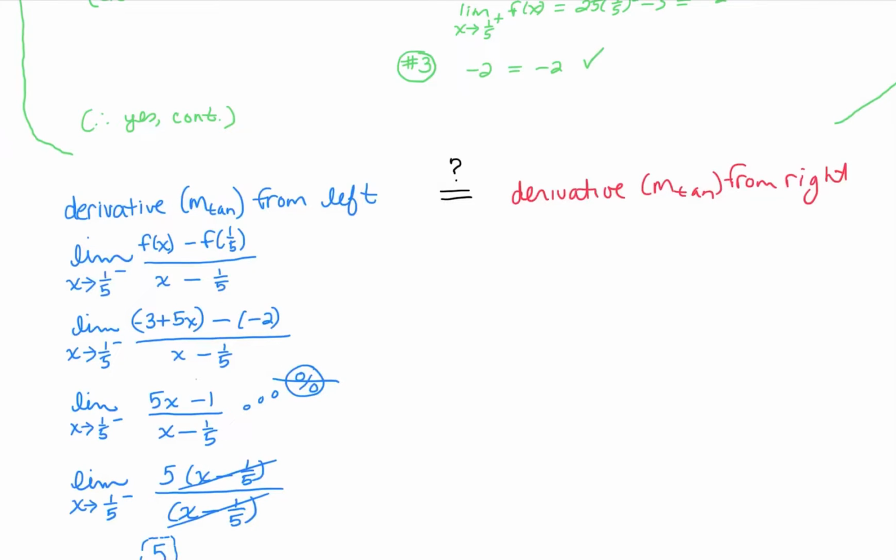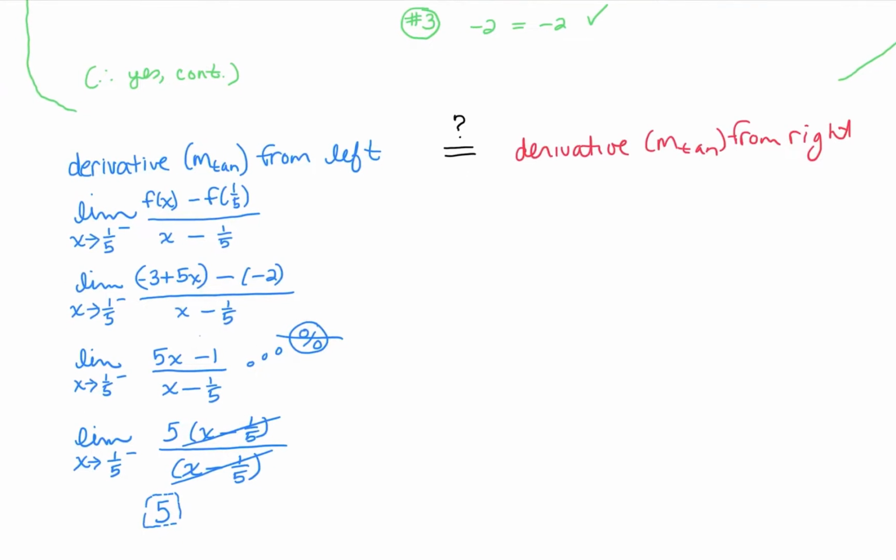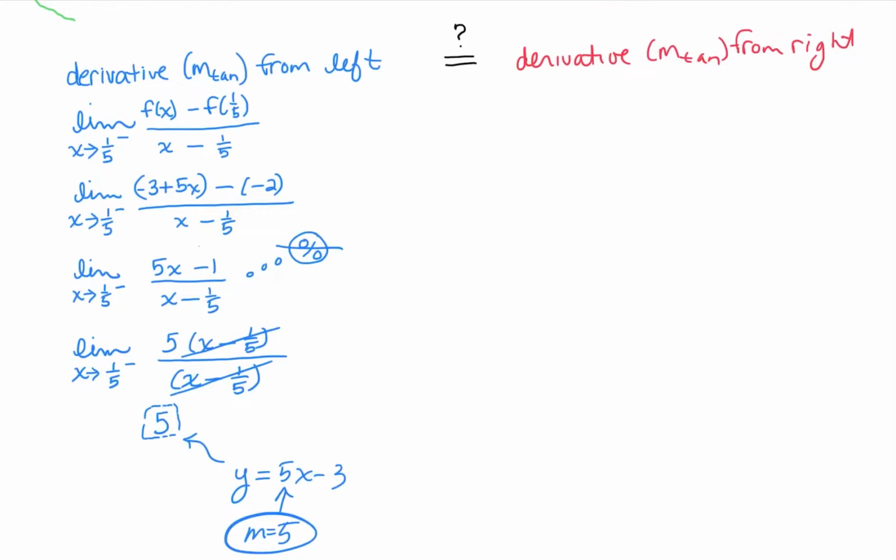That's the slope of the tangent line from the left, the derivative from the left. Now, guess what? That's not too surprising. If you think about this, from the left, you have a line, y equals 5x minus 3. A line has a constant slope, it's 5. I just wanted to go through the algebra for you, but that's not terribly surprising in this case, so that kind of makes sense, right?